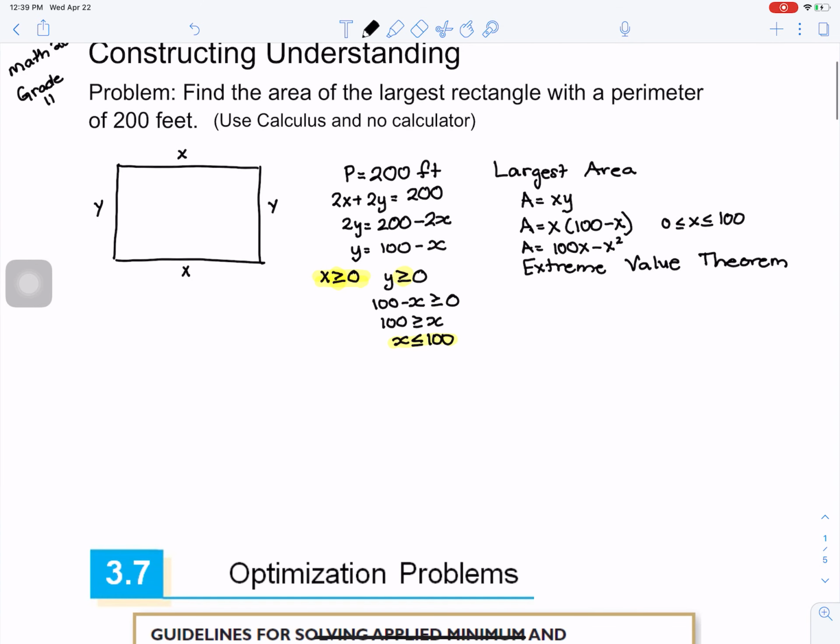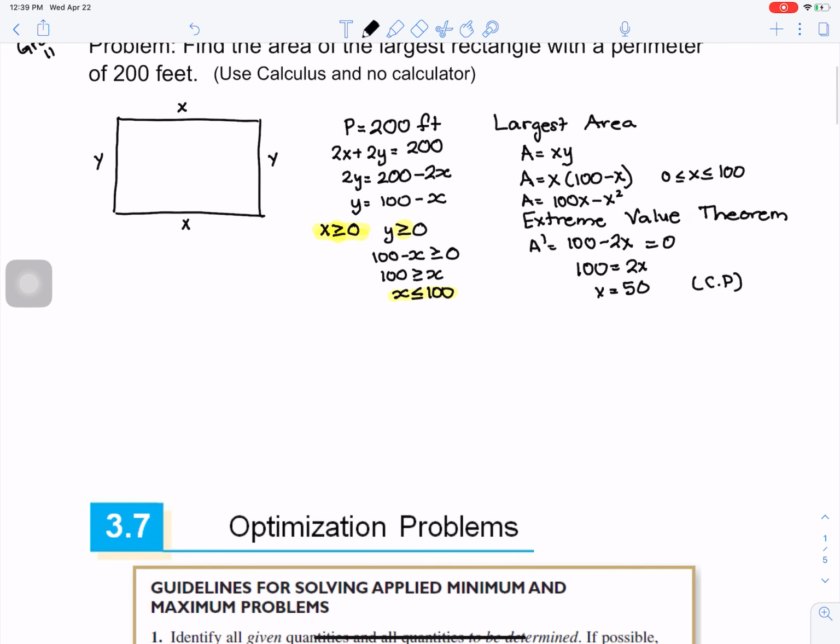So I take the derivative, which is 100 minus 2x. I set it equal to 0, so 100 is equal to 2x, and x is equal to 50. So this is my critical point. Now, when we had learned this a few lessons back, we would want to calculate the area at the end point, the area at the critical point, and the area at the other end point. And when we do this, the area equation that we sub it into is the equation that was simplified with x's in it.